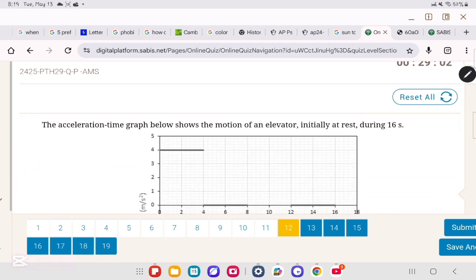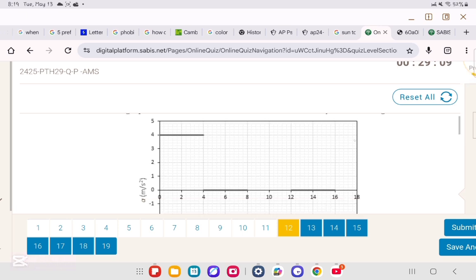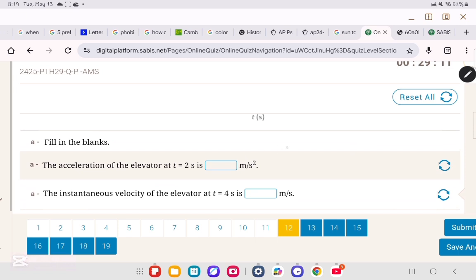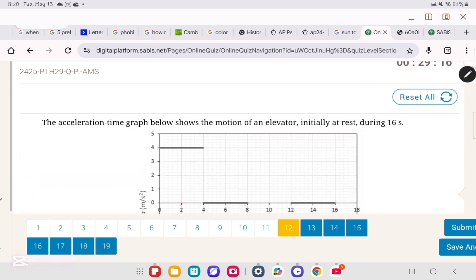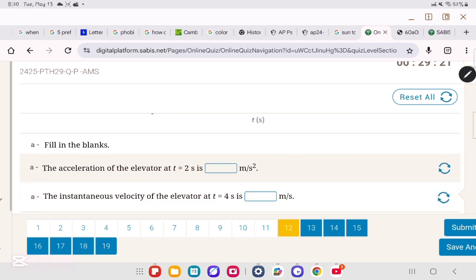The acceleration-time graph below shows the motion of an elevator initially at rest during 16 seconds. So, the acceleration of the elevator at 2 seconds. Just look at 2 seconds. See, this is the acceleration. It's going to be 4. Very simple.